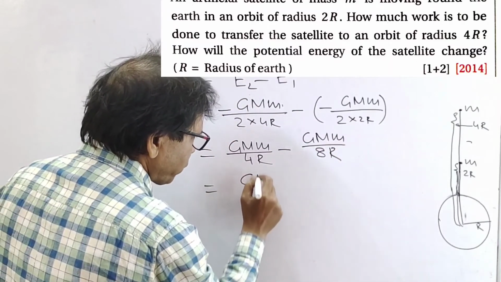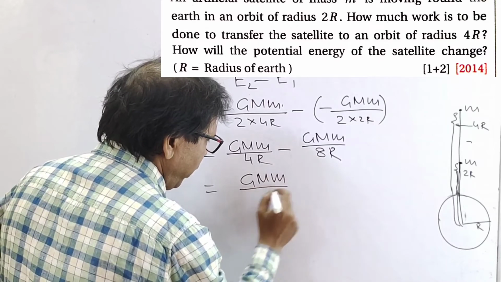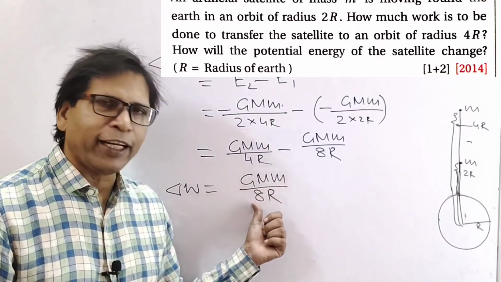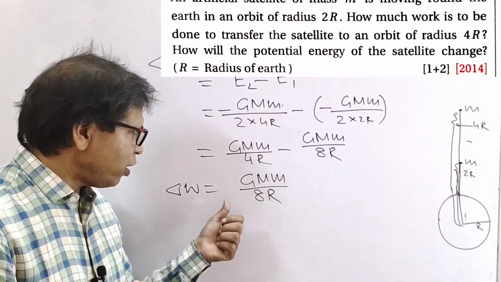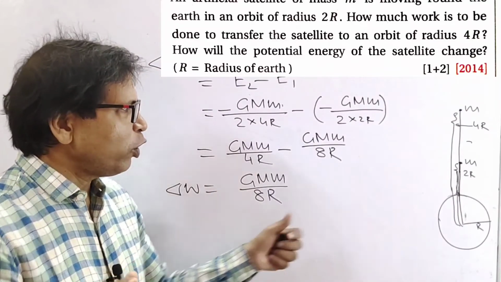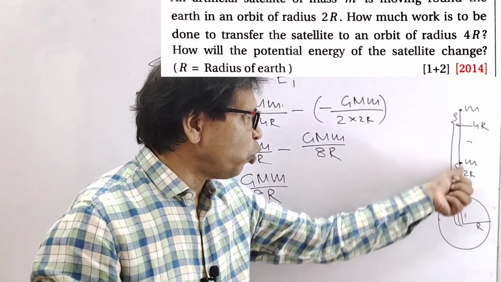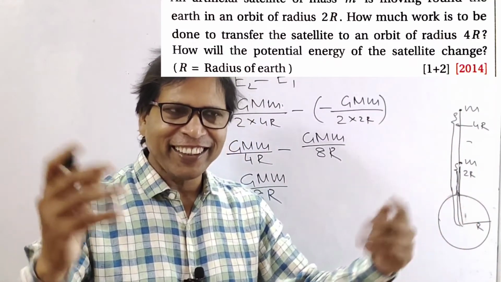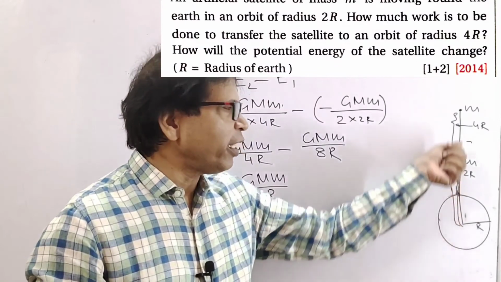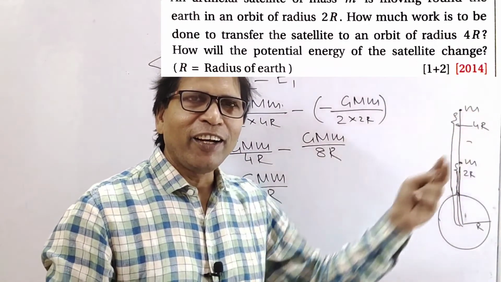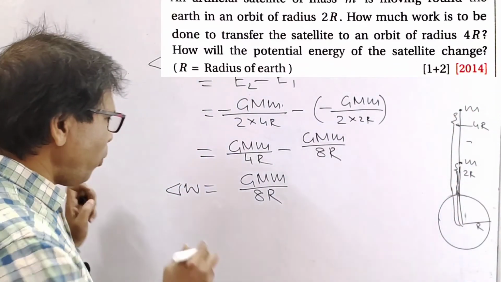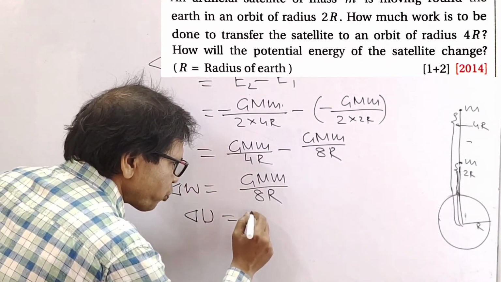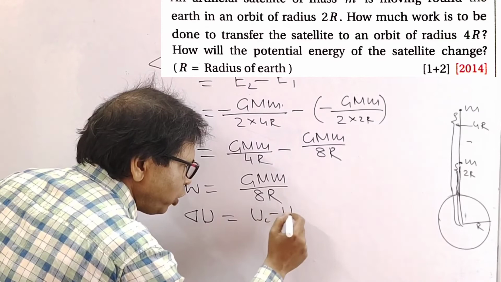This is GMm divided by 8r. So GMm by 8r is the work done or energy required to shift from 2r to 4r. Okay, understood? Next. Now what will be the increase of potential energy? The increase of potential energy, delta U, is U2 minus U1.